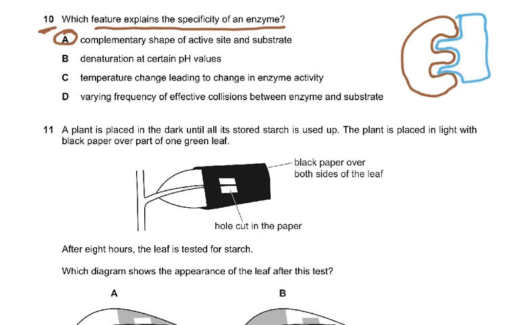Because starch is complementary to the active site. Why would this amylase not work on a protein, or work on a fat and convert the fat into fatty acids and glycerol? The reason is the shape of the active site and the substrate.